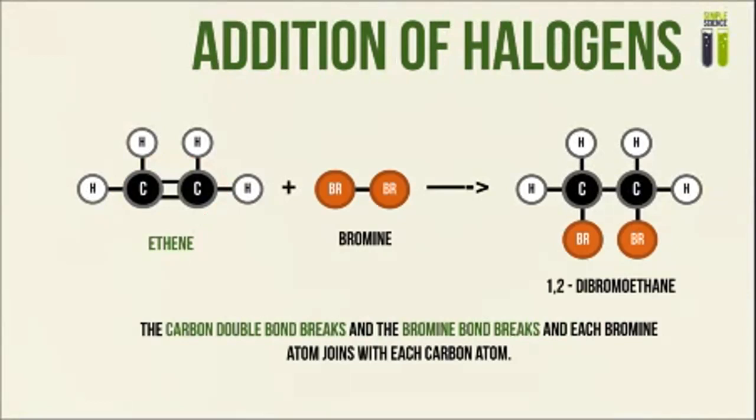Alright, so let's look at the next type of reaction in addition, and that is the addition of halogens. Similarly to the addition of hydrogen, or hydrogenation, the carbon double bond in our alkene will break, and the bond of the halogen will break. In this case, the bond of the bromine molecule will break, and each bromine atom will join each carbon atom. So as a result, similar to the resulting alkane previously, you have a halogenoalkane.